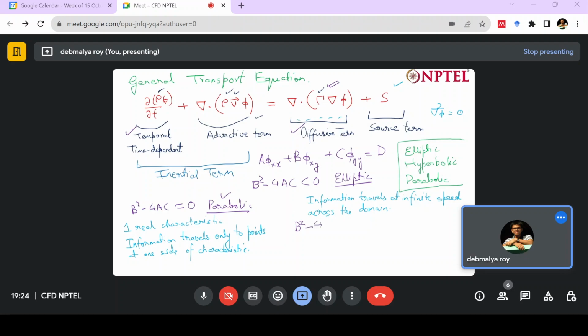b square minus 4ac, if it is greater than 0, so this is hyperbolic. Hyperbolic equations you will see in the case of waves or something where velocity is important. Hyperbolic equation is basically where information travels at finite speed.